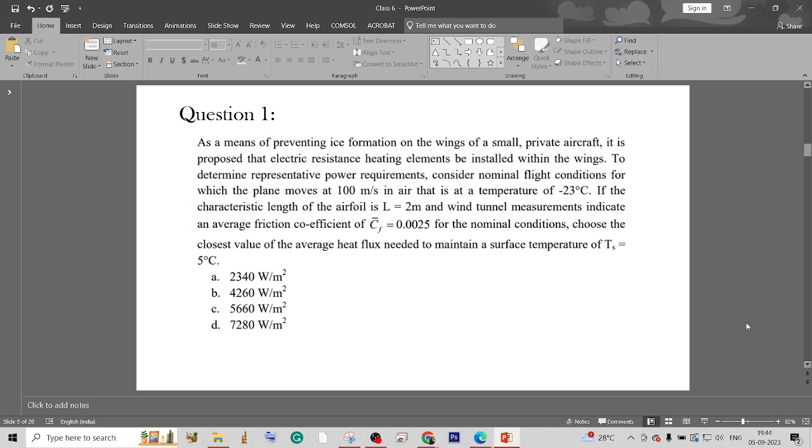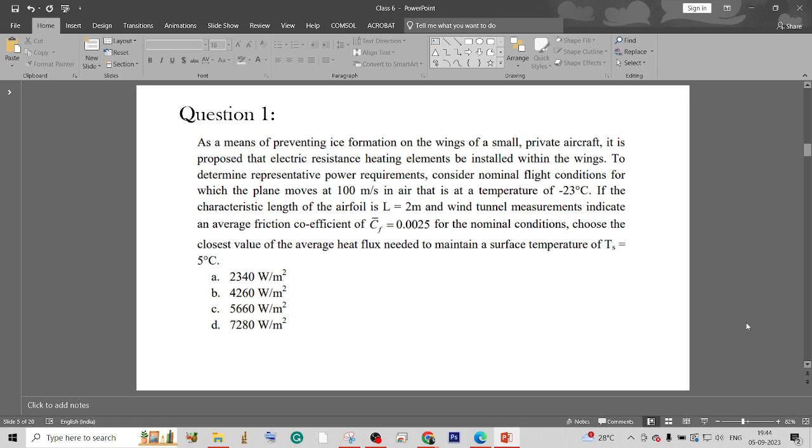If the characteristic length of the airfoil is 2 meters, just consider this as a plate. You can consider that, and its length is given as 2 meters. Wind tunnel measurements indicate an average friction coefficient, which is also given for the nominal condition. Choose the closest value of average heat flux needed to maintain a surface temperature of 5 degrees Celsius. What will the average heat flux be?